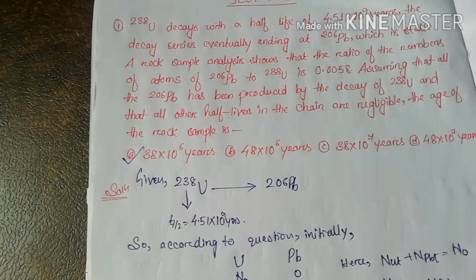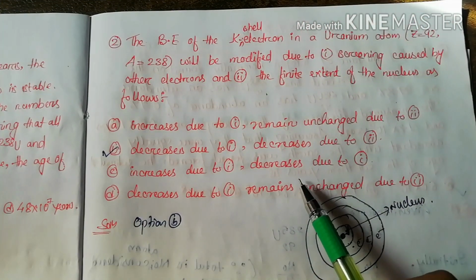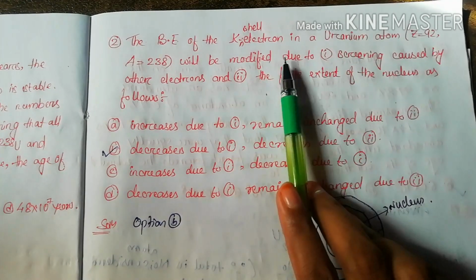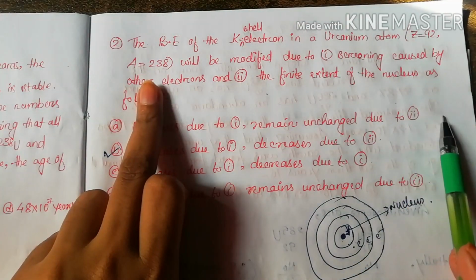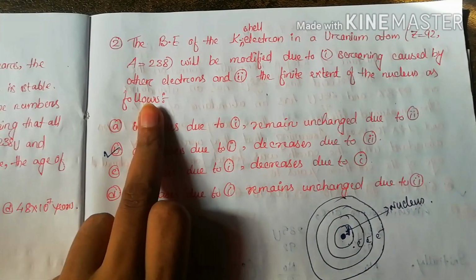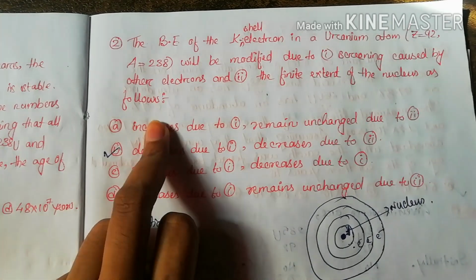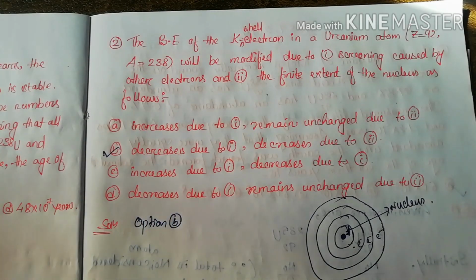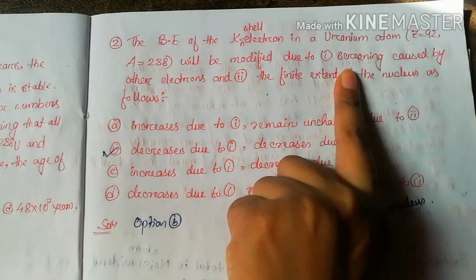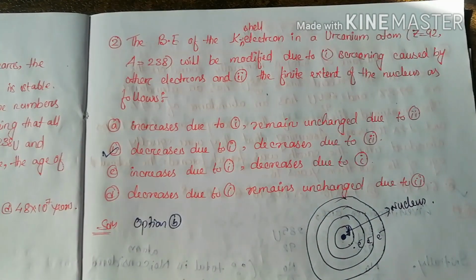Now let's come to the next question. The next question is that the binding energy of the K shell electron in a uranium atom, where Z is equal to 92 and A is equal to 238, will be modified due to the screening caused by other electrons, and second, the finite extent of the nucleus, as follows. So here we have to say what will be the change in the binding energy. Will it increase, or decrease, or remain unchanged due to the screening caused by other electrons and the finite extent of the nucleus?